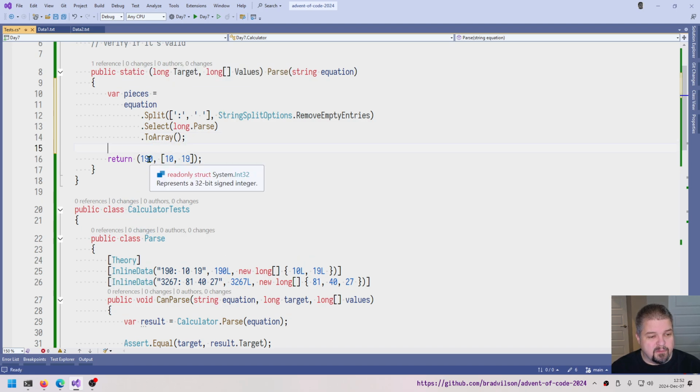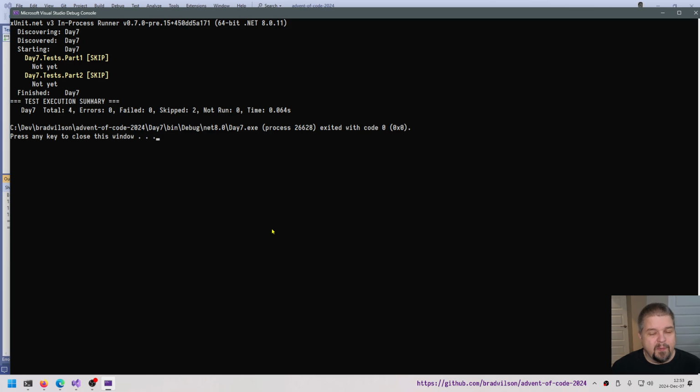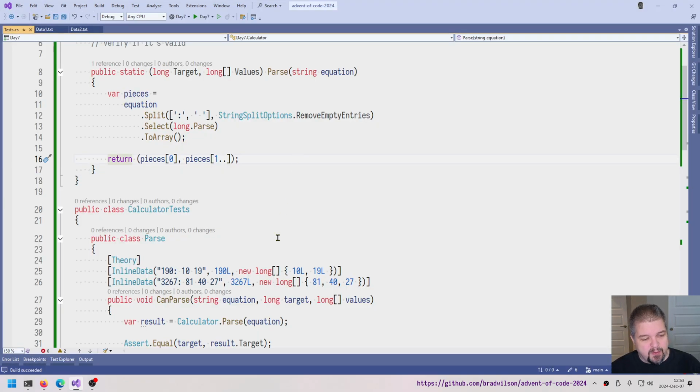Okay, so then the first piece, the target, is going to be pieces of 0, and then the rest is going to be pieces of 1 to the rest. Okay, fairly straightforward. Go ahead and run that again. Now our tests are passing. All right, so I think we have parse.